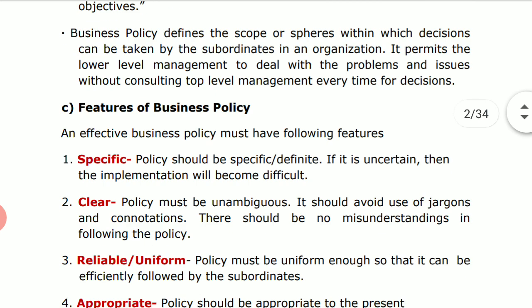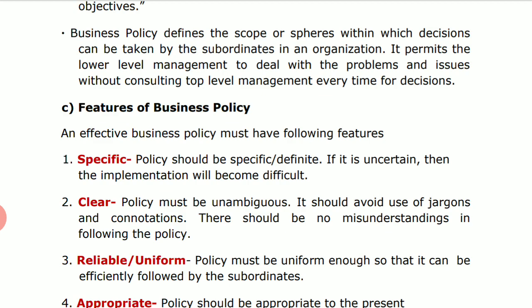If we go to the next part, business policy defines the scope or spheres within which the decisions can be taken by the subordinates in an organization. That means business policies mention the area or scope within which the decisions can be taken up by the team or the subordinates of the organization.